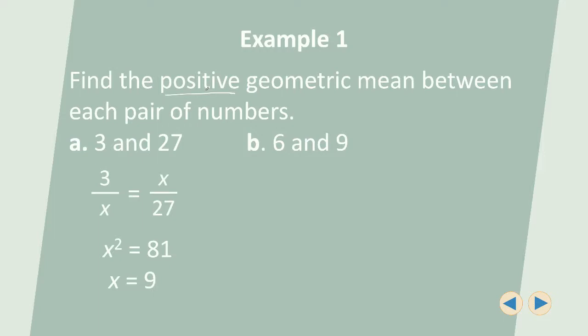The next one, same idea. We'll put a variable in the means position, and the 6 and the 9 in the other positions. Now, honestly, it doesn't matter if the 6 goes first or the 9. You could actually have the 9 up here and the 6 down here. So go ahead and cross multiply. x squared equals 54. Take the square root of both sides. If you remember how to simplify the square root of 54, that's 3 root 6, which is approximately equal to 7.35. So that's geometric mean. We'll be using that a little bit later.